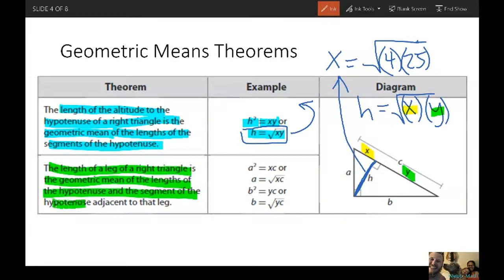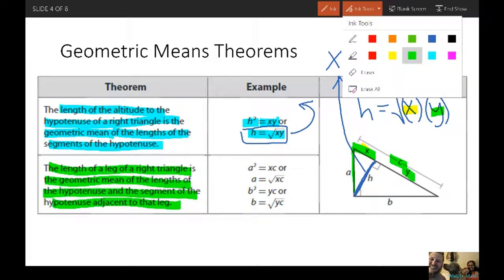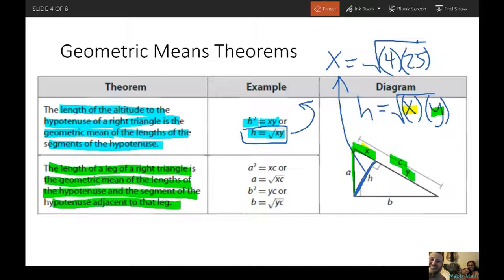What it means is that to find a, you basically have to take the square root of x with c. So c is really just x plus y, the whole thing. And to find b, let me clean it up a bit so you can see some kind of visual pattern here.